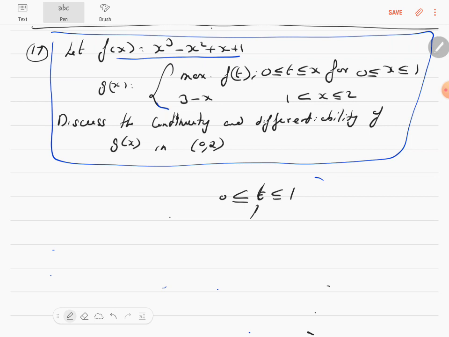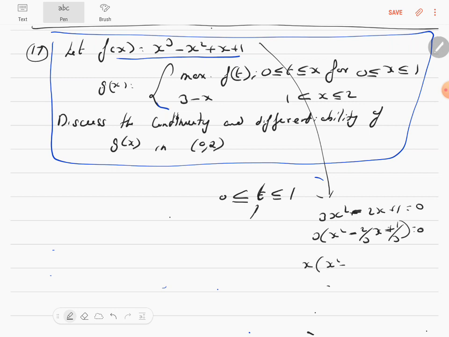See, for finding the maxima on this, you'll differentiate it: 3x square minus 2x plus 1, and you'll do completion of square to get the maximum, because it's already been differentiated. So to find the x value, you have to do minus 2 by 3 into x plus 1 by 3. On doing completion of square, it is x square minus 2 into 1 by 3 x plus 1 by 9 minus 1 by 9 plus 1 by 3 is equal to 0.